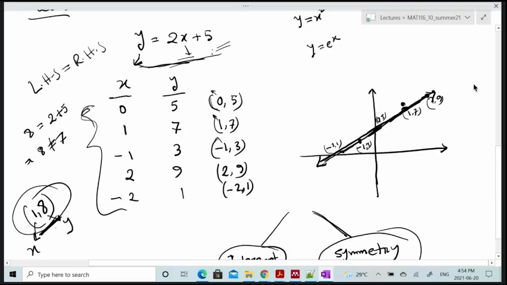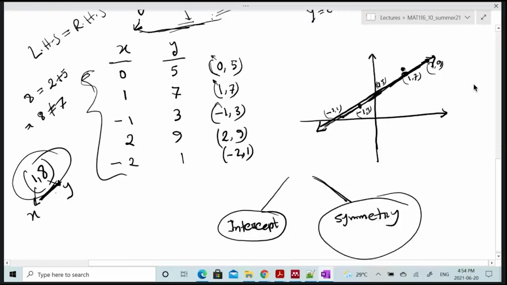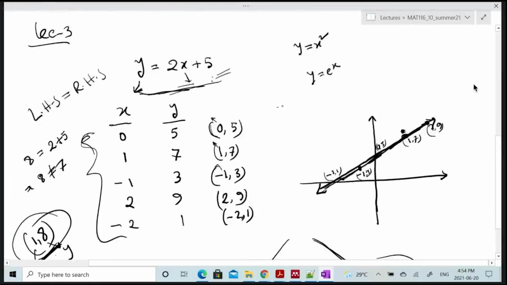But if I ask you, okay, what about minus 2, 1? Does it lie on the graph of it? Yes, it actually satisfies. Minus 2 multiplied by y equal to 1, and on the right hand side we are going to have minus 4 plus 5.